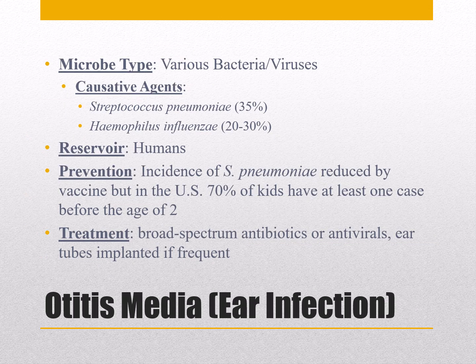All right, let's talk about ear infections. We have otitis media, which is a type of bacterial or viral infection. We have two causative agents here, Streptococcus pneumoniae and Haemophilus influenzae. So these two microbes can cause meningitis, is one of the things I want to get across here. If they get into the wrong area, they can cause meningitis.